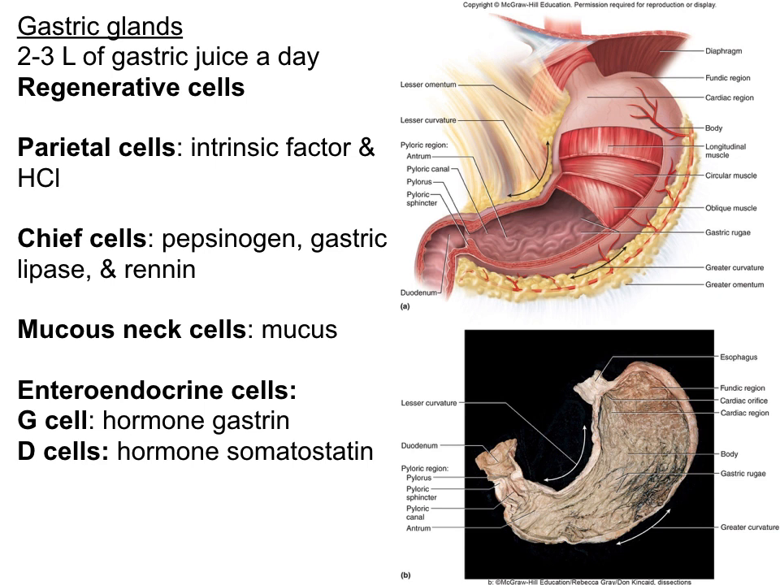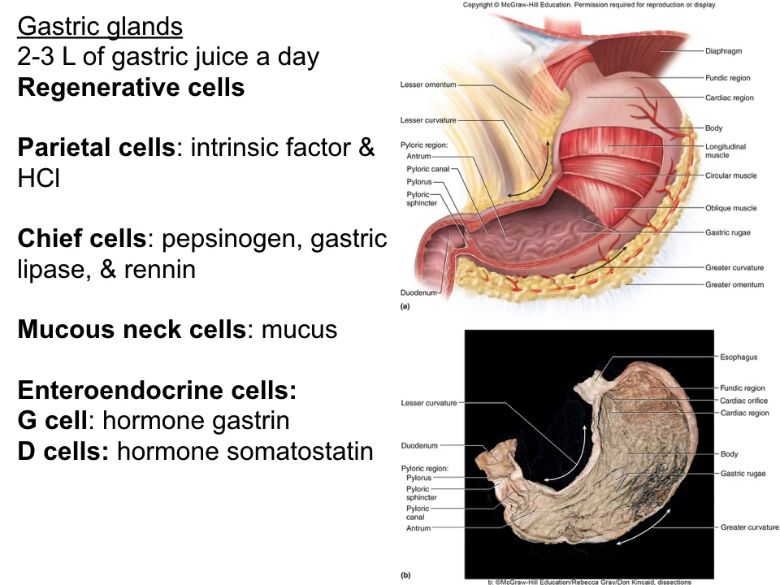In your gastric glands, you have chief cells. Chief cells are going to make things like pepsinogen, gastric lipase, and renin. You have mucous neck cells, which are going to produce mucus. And then you have what are called enteroendocrine cells. These cells are going to be producing hormones. And there are a variety of different types of enteroendocrine cells. We're just going to talk about two. We have what are called G cells and D cells.